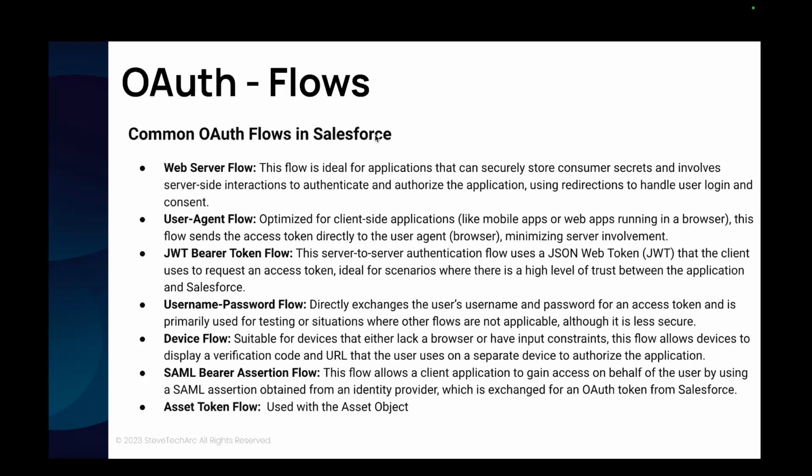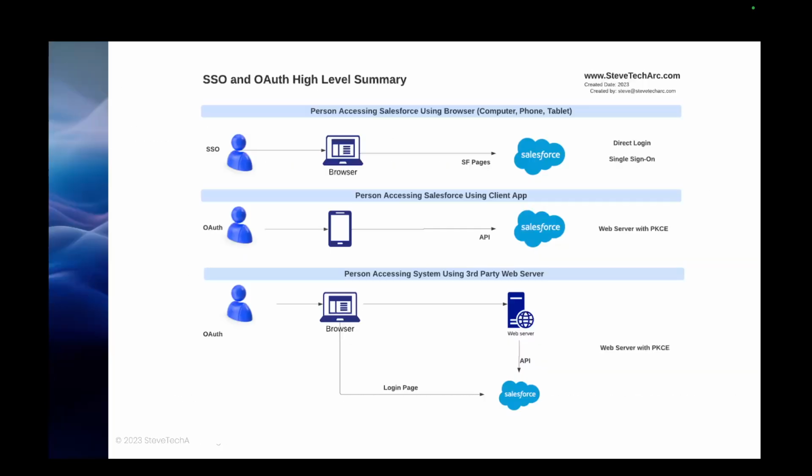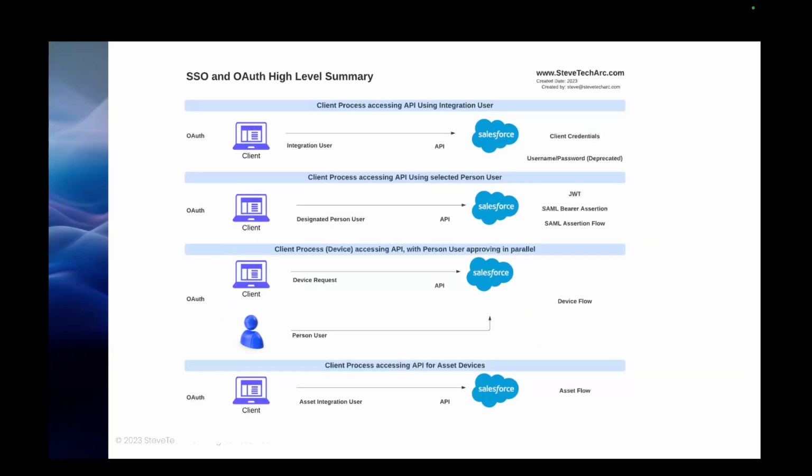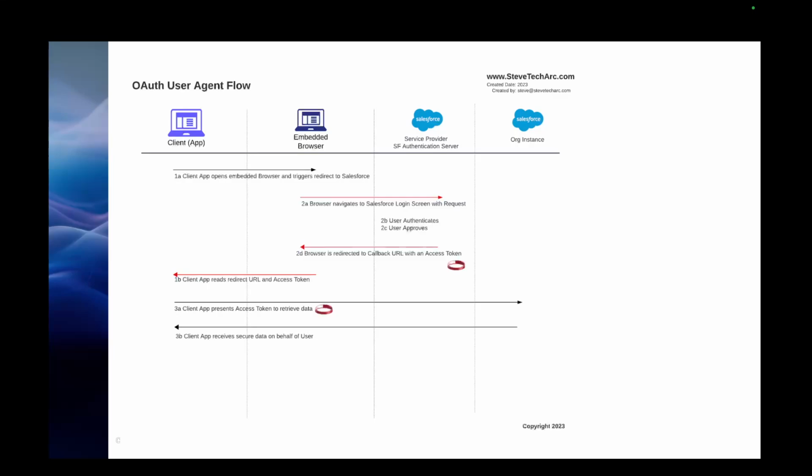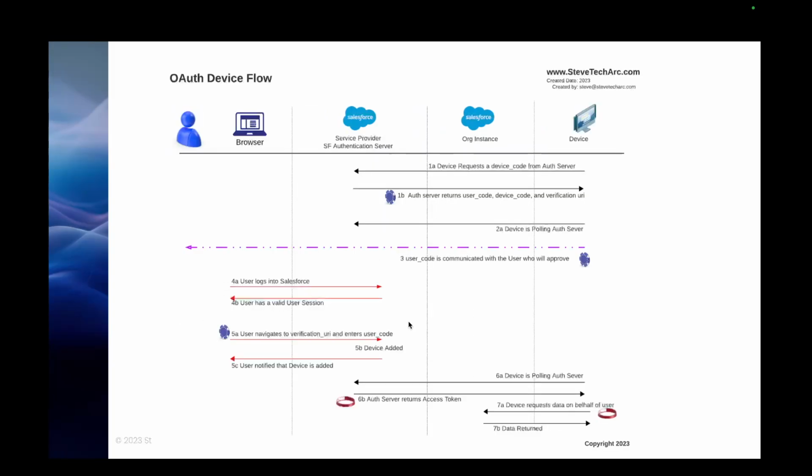Web server, user, JWT. Now we're taking a fresh look. We've seen these diagrams. User agent flow, really the client apps, presents the credentials, they authenticate. You then come back to the URL and present.